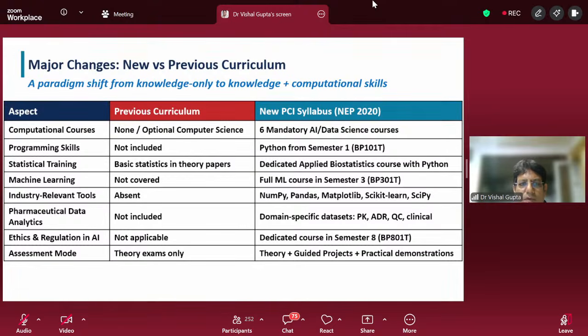Now Python we have. Statistical training, we had a basic statistics, but we have a dedicated applied biostatistics course with Python merging. Machine learning, industry relevant tools, pharmaceutical data analytics, ethics and AI were not there, and all that has been added in the new syllabus. And assessment mode was basically theory exams, and that was majorly non-university exams also. Now it is theory plus guided projects, with practical demonstrations.